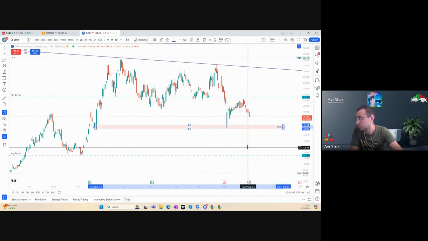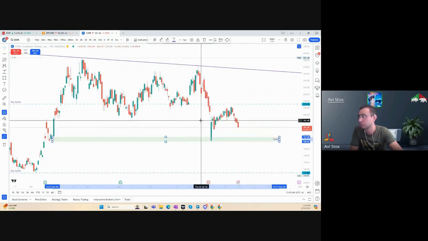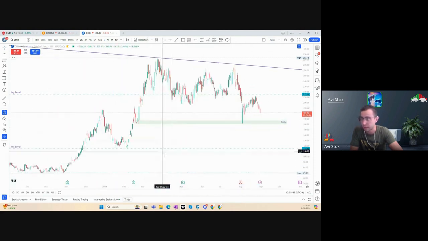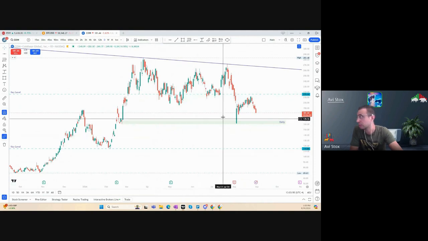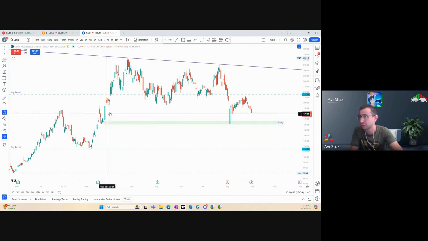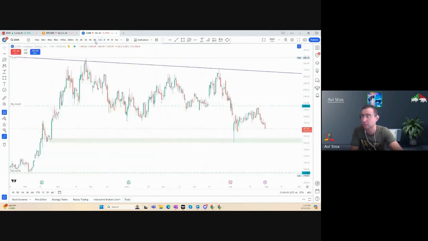So make sure that you highlight your zones. Boom, daily, very nice. Any other zones here on a daily time frame? I don't see. This one is somewhat of a zone, but not really good. So no, we're not going to highlight that. 12 hours. That's amazing.